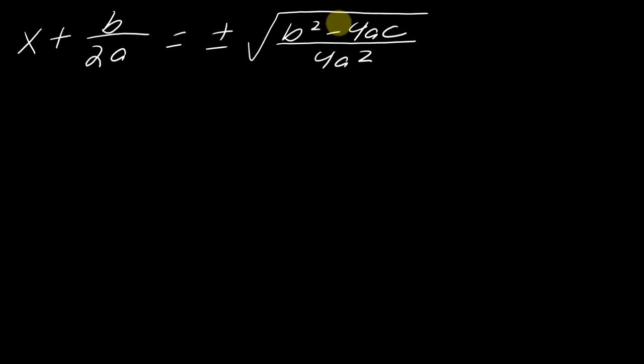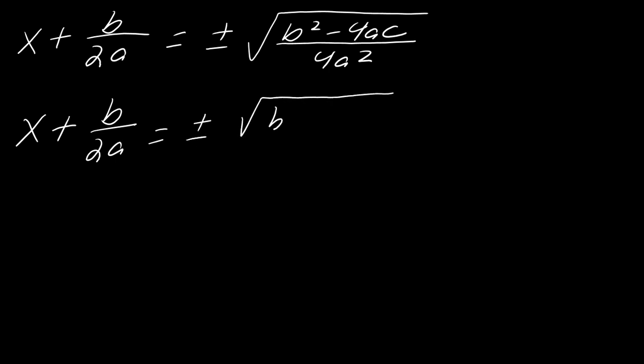So the top I cannot take the square root of, but the bottom I totally can, right? What is the square root of 4a squared? It would be 2a. So let's write this down. X plus b over 2a equals now plus or minus, I'll leave the square root on top, b squared minus 4ac, and now on the bottom this becomes 2a.